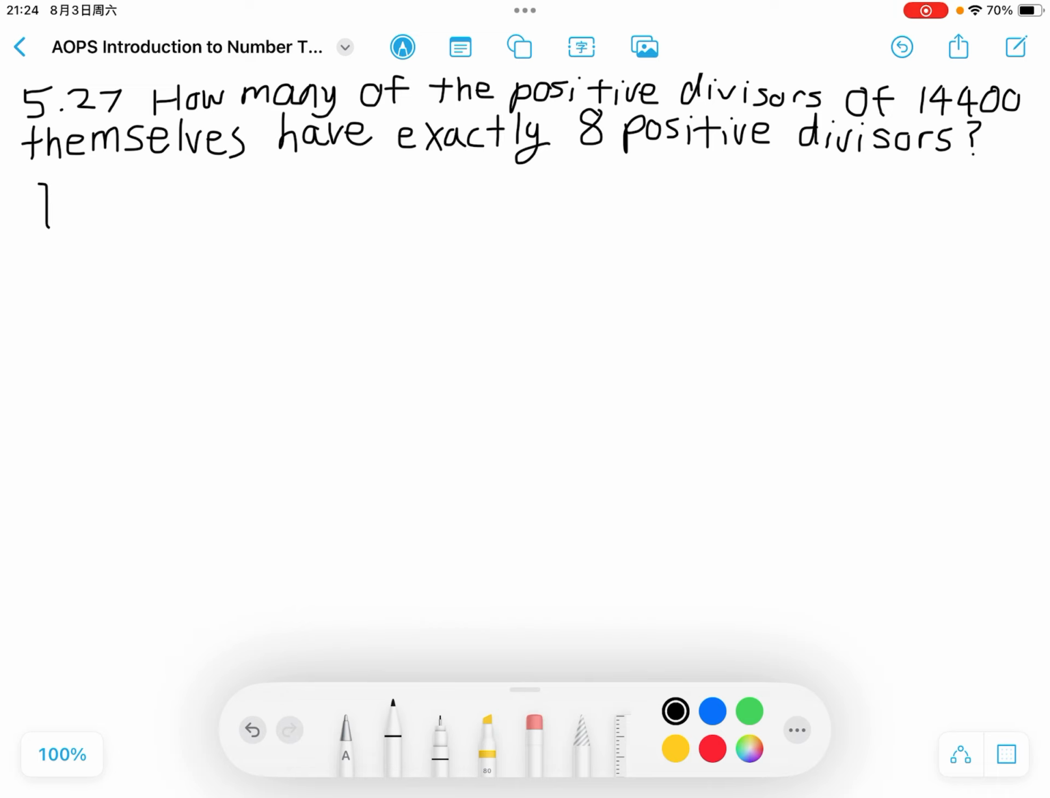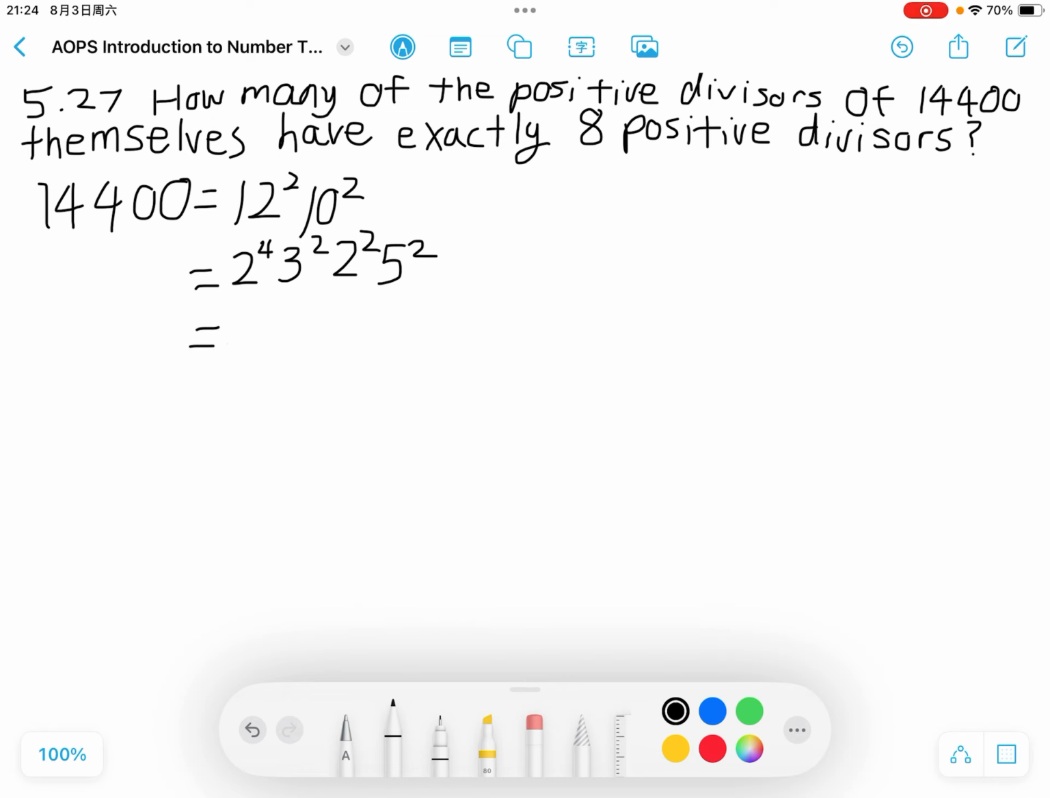So we first factorize 14,400, which is equal to 12 squared times 10 squared. So that's equal to 2 to the power of 4 times 3 squared times 2 squared times 5 squared. So we just combine the 2 to the power of 4 and 2 squared. We have 2 to the power of 6 times 3 squared times 5 squared. So this is our factorization for 14,400.